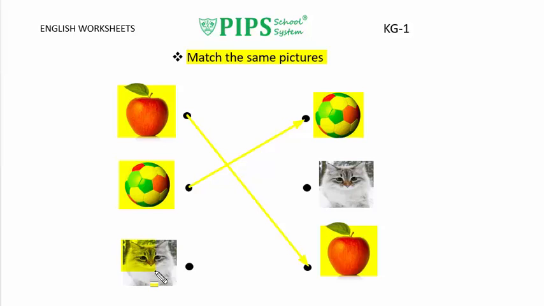This is a cat. Let's see where is the second picture of cat. Here is the second picture of cat which is similar to it. Now we will match the cat with the same picture like this.